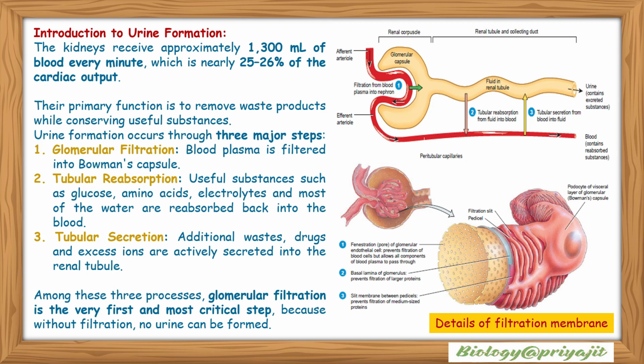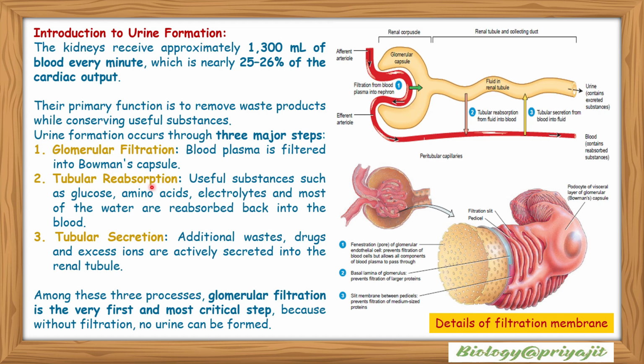The kidneys receive approximately 1300 ml of blood every minute, which is nearly 25% of the cardiac output. The primary function is to remove waste products while conserving useful substances. Urine formation occurs through three major steps. Number one is glomerular filtration, the filtration of blood plasma into the nephron. Blood plasma is filtered into the Bowman's capsule of the nephron. This is the Bowman's capsule, a part of the renal corpuscle.